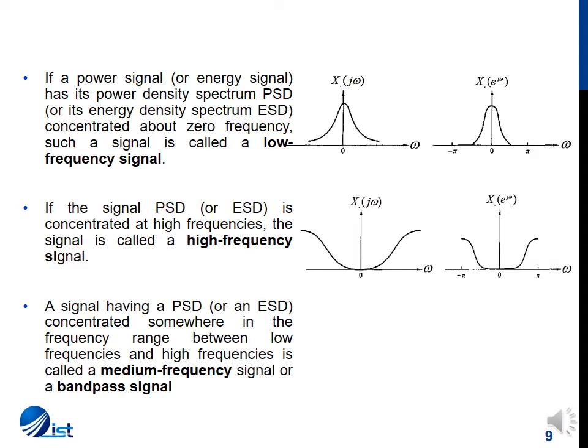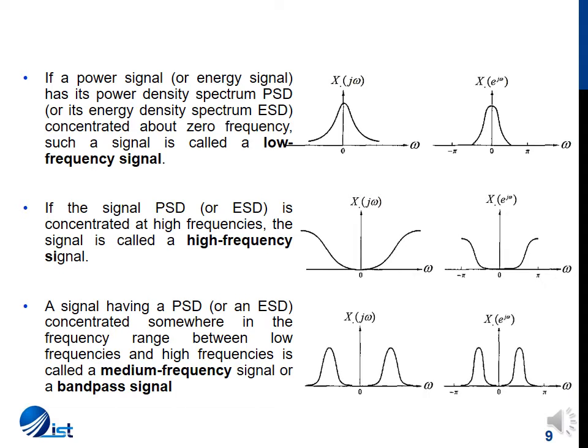If the signal has a spectrum which is in the middle range, not towards the high frequencies or towards the low frequencies, then it is known as a medium frequency signal or a band pass signal as shown in the figure. Now the signal spectrum is such that the ESD is concentrated around a middle range of frequencies.